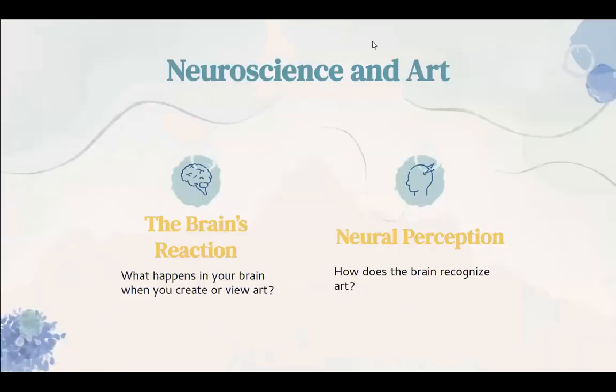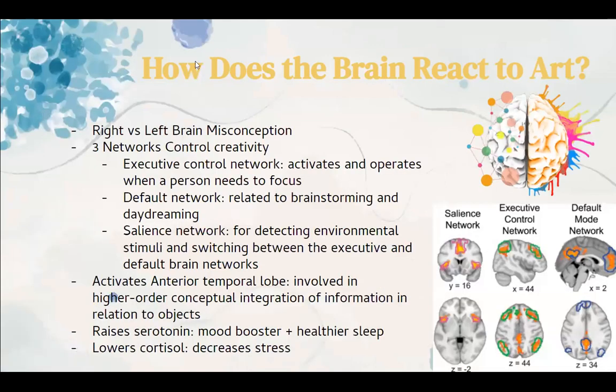Okay, and so basically I split the whole subject into two parts. First we have the brain's reaction, so like what actually happens in your brain when you create or experience art, and then we have neuroperception, so how the brain actually recognizes art. So starting off with the brain's reaction.